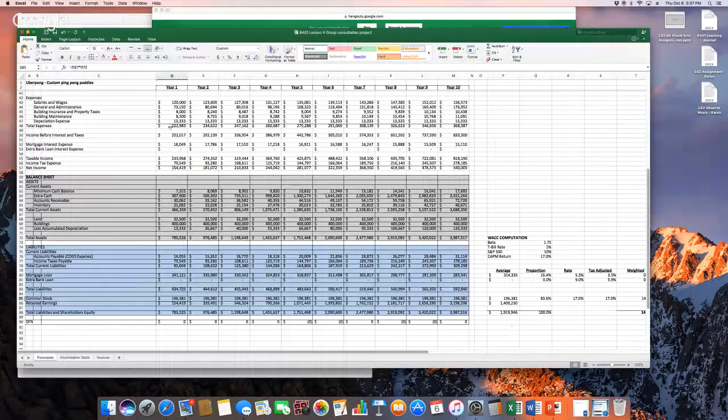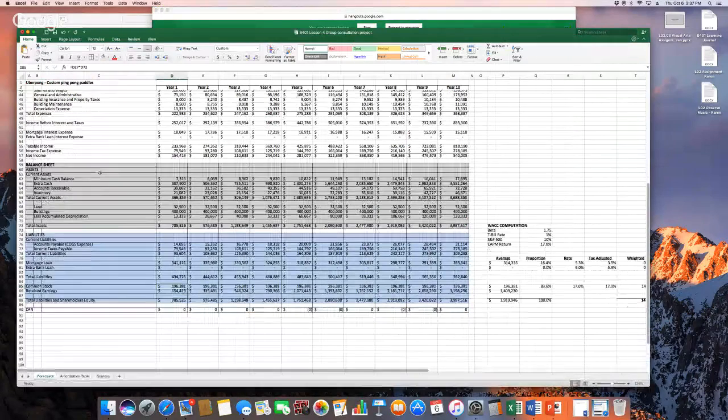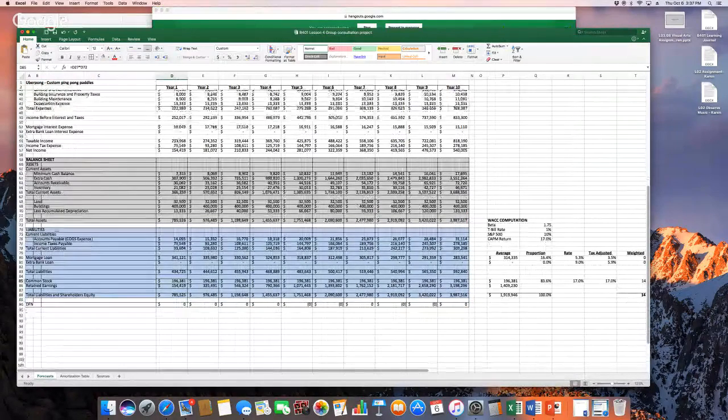Okay, I'm back with the second portion of the balance sheet. Again, my name is Zach. I'm with Group 3, and I'm just going to complete the balance sheet with the liabilities and equity section.